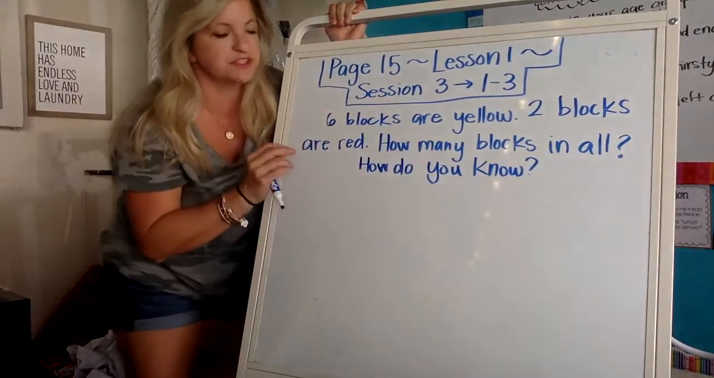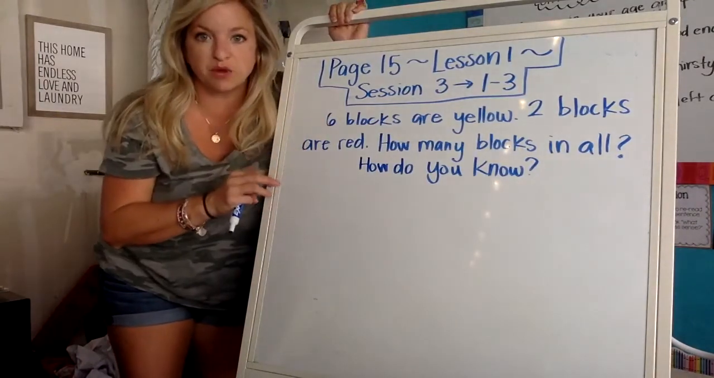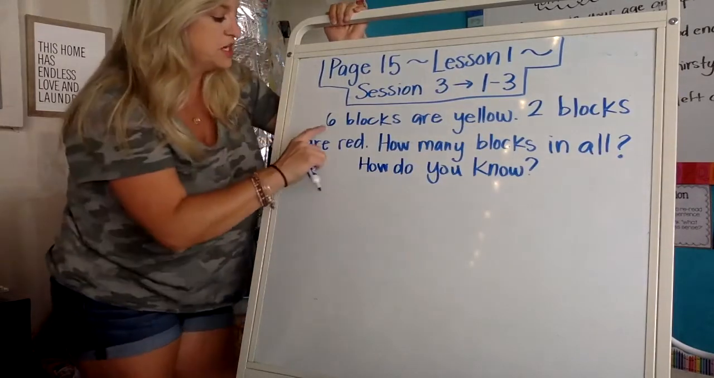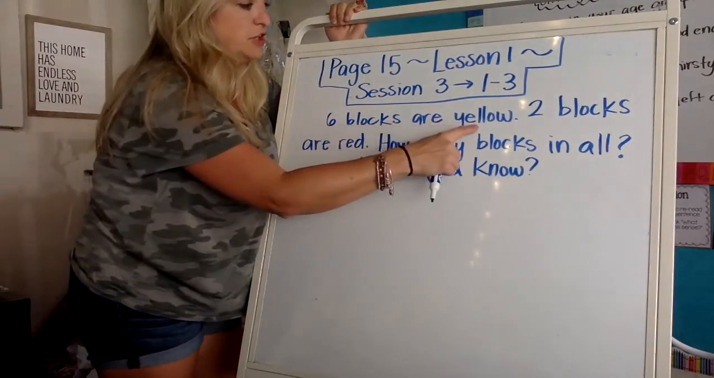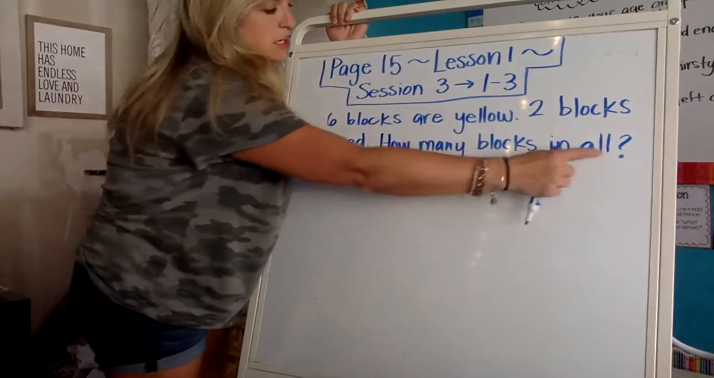We kind of talked about this the other day. So I'm going to read it to you. When you have a math problem in your book, you're going to read it 3 times. So we're going to read it 3 times. 6 blocks are yellow. 2 blocks are red. How many blocks in all?